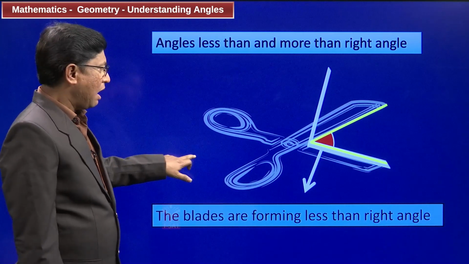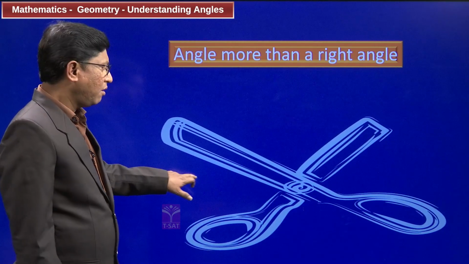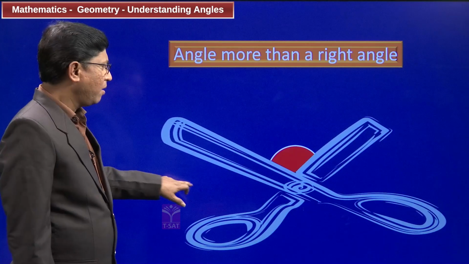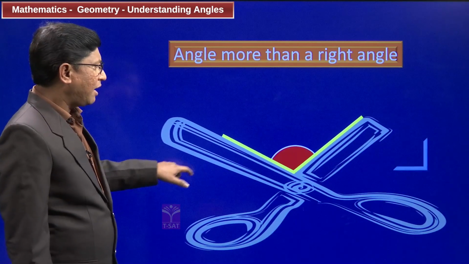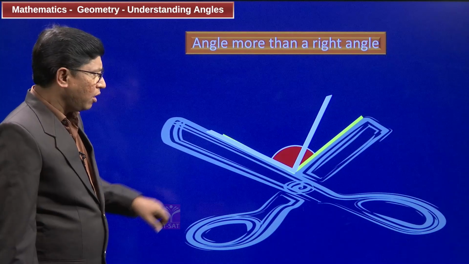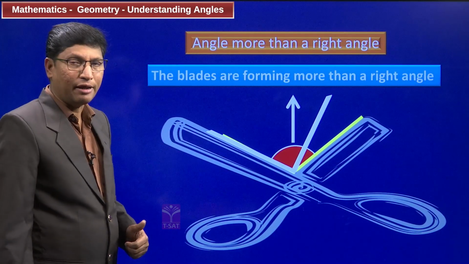Okay. Now take a look at this position of the scissor. Again an angle is obtained here at the corner of the 2 blades, right? And the right angle looks exactly that way. Now I'll superimpose it on that one. Now if you notice here, this angle formed is more than a right angle.